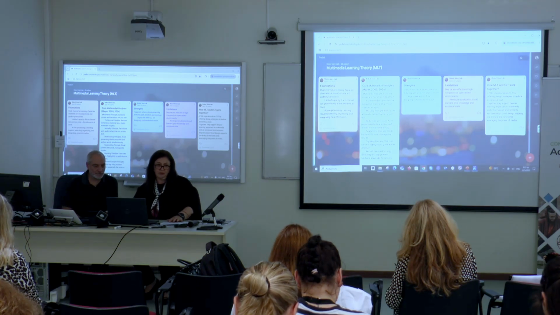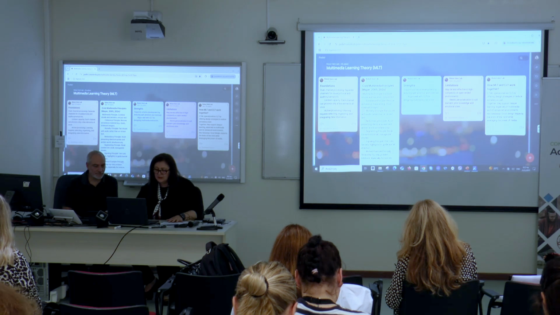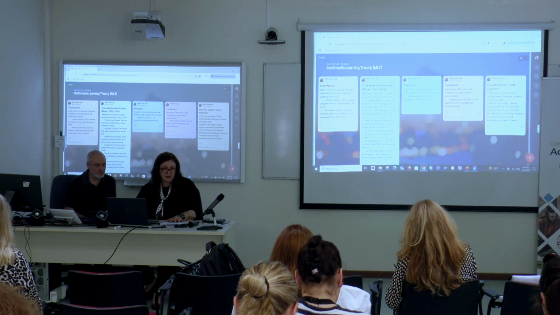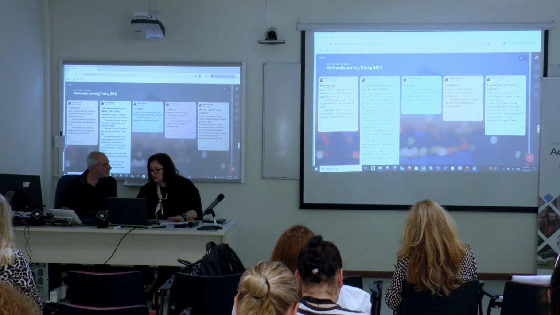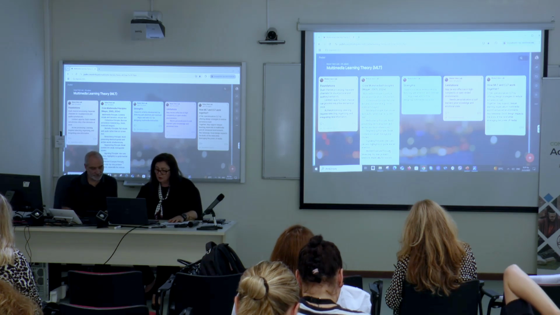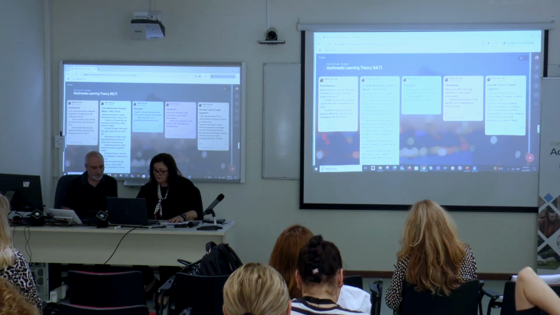The strength of this theory is that it supports schema development by reducing split attention and overload. It aligns well with cognitive load theory for designing multimedia instruction. It has limitations, but we try to make it work together time by time.